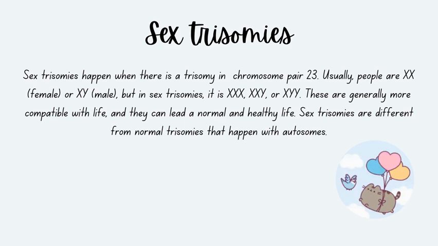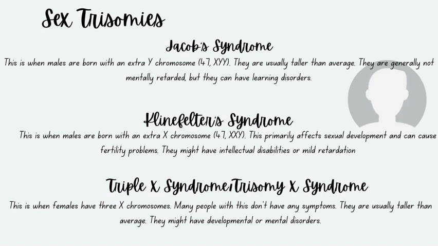Sex trisomies happen when there is a trisomy in chromosome pair 23, the one with X and Y chromosomes. Usually people are XX female or XY male, but in sex trisomies it is XXX, XXY, or XYY. These are generally more compatible with life, and they can lead a normal and healthy life. Sex trisomies are different from normal trisomies that happen with autosomes, or the non-sex chromosomes.